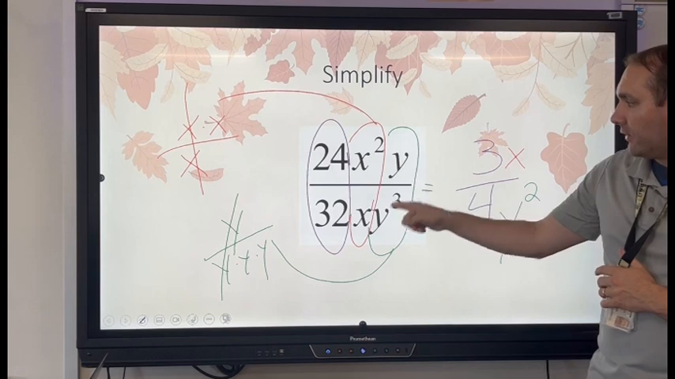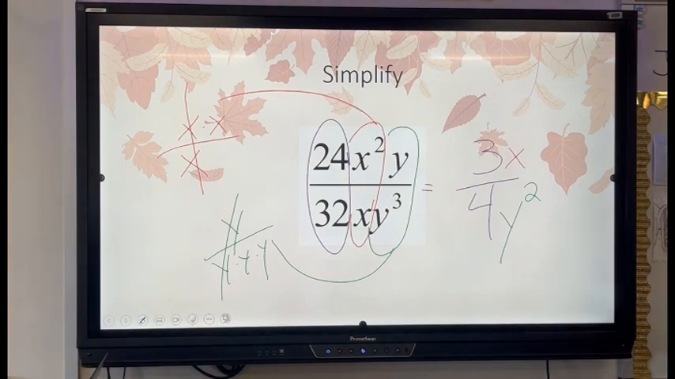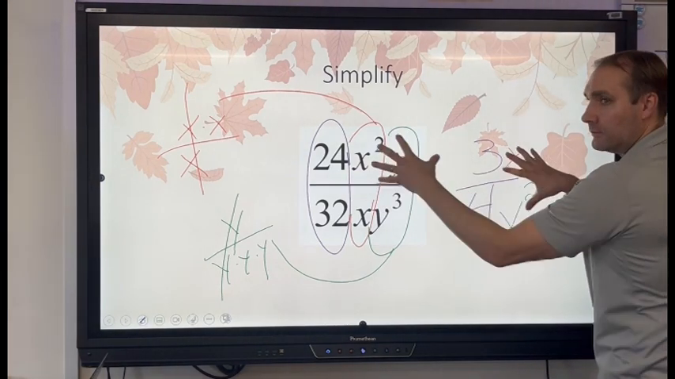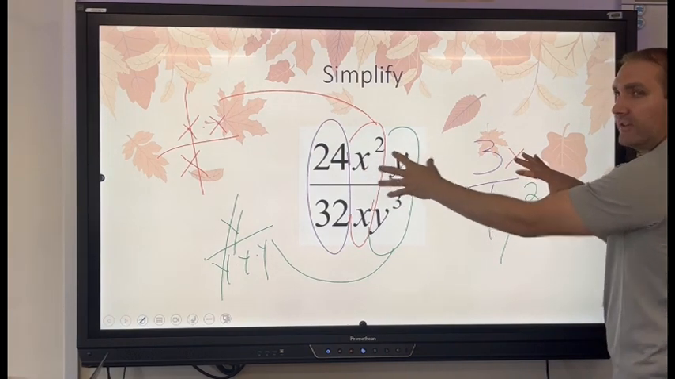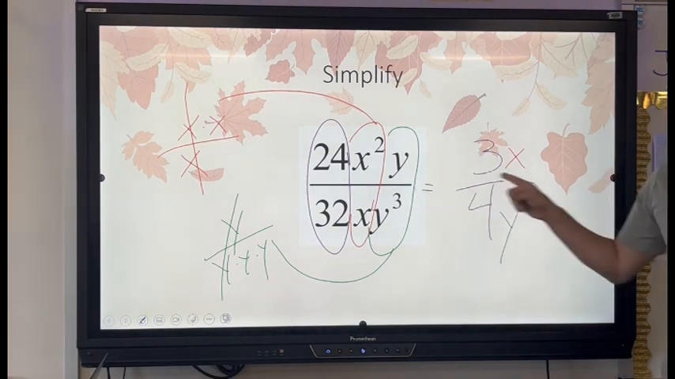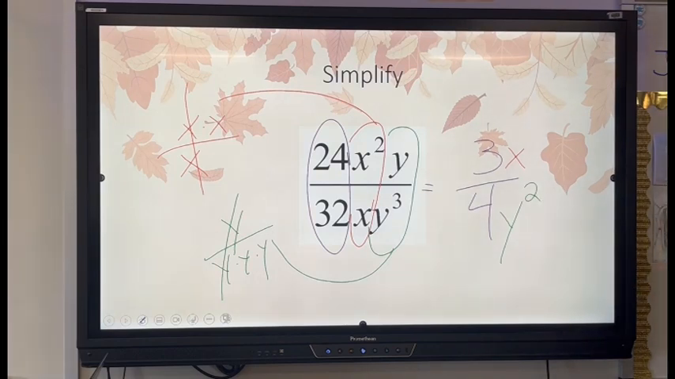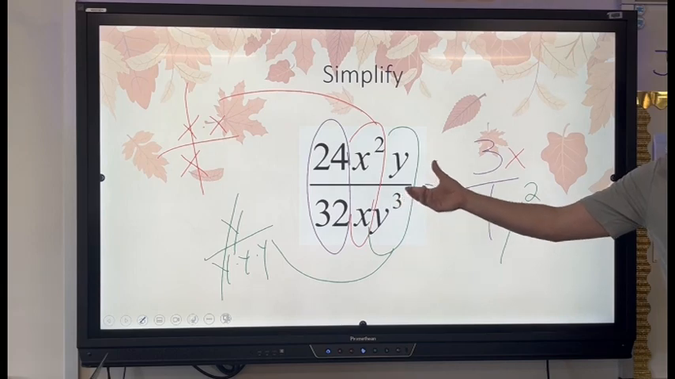So there's my simplified rational. 24x squared y over 32xy cubed simplifies to 3x over 4y squared. Are these two the same thing? Are these the same number? If I were to graph these two, would I get the same graph? Yes. One is just a simplified version of the other. So that should be kind of a review. We did this the first two weeks of school.